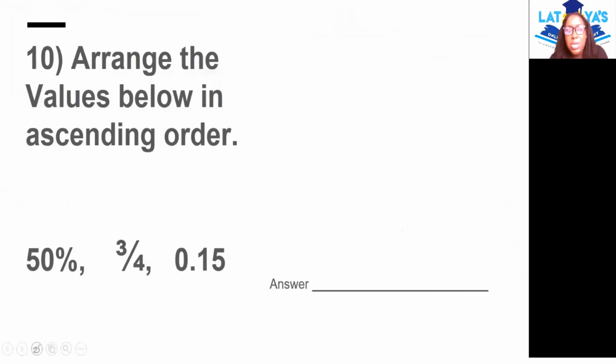Question number 10. Arrange the values below in ascending order. Here we have 50%, 3/4, 0.15. Now the easiest way to do this is to change each quantity as a fraction of 100. So I'll say 50% as a fraction would be 50 over 100. 3/4 as a fraction of 100 would be 75 over 100. 0.15 as a fraction is going to be 15 over 100.